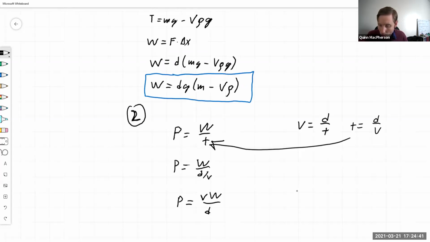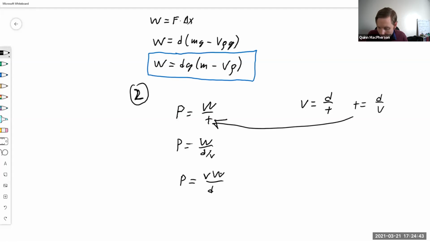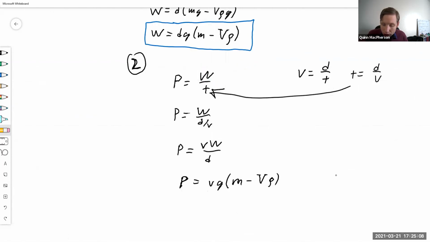I can plug in the work from up here, and the d's will cancel, and I'll get power equal to v g times (m minus capital V rho). So this is a capital V, which is different from the little v. This is solution method A.